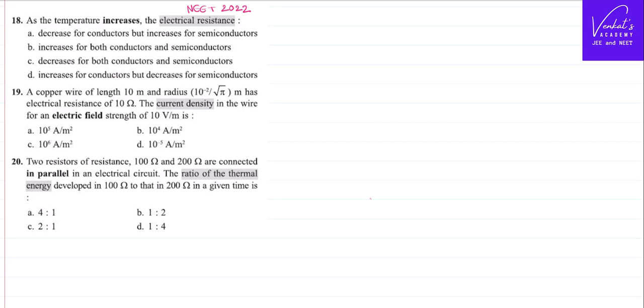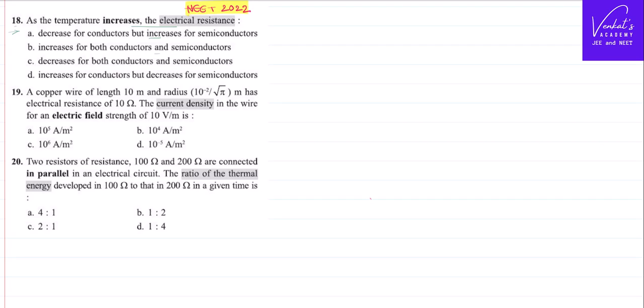Here in this video, we are solving 3 questions from the chapter Current Electricity that appeared in the NEET examination 2022. Let us read out the questions and try to understand how we solve them. The first question is this: as the temperature increases, what happens to electric resistance?